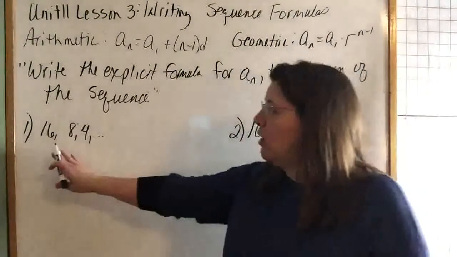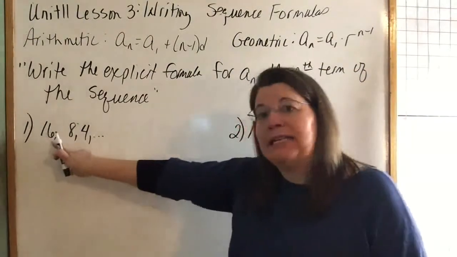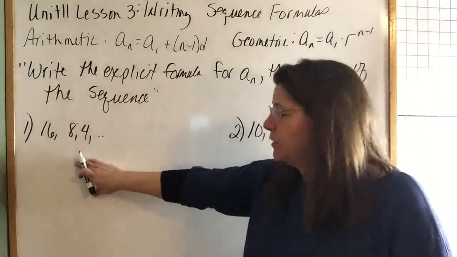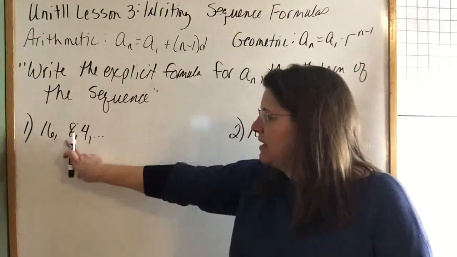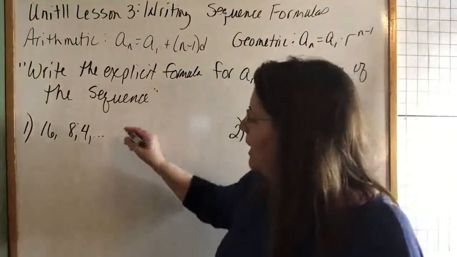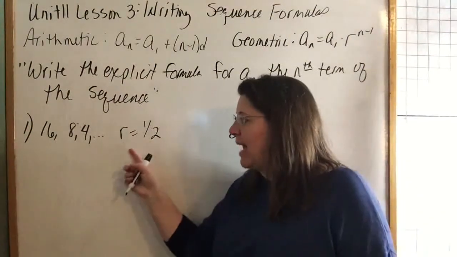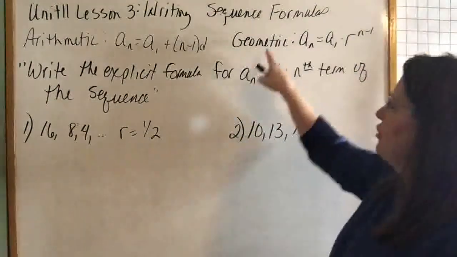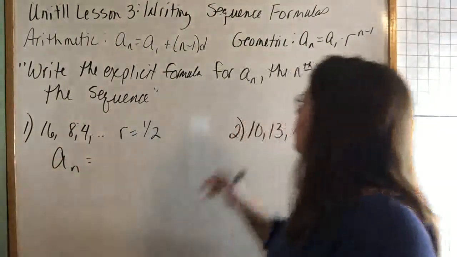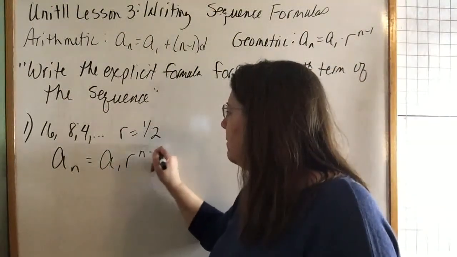Now, first of all, looking at this, I've got 16, 8. So I could say, okay, I'm subtracting 8. So 8 minus 8 would be 0, not 4. So we know it's not arithmetic. 16 and 8, let's see, 8 over 16 would give me 1/2. So I know my R value for that sequence is 1/2. So R is 1/2. I know it's geometric. If it's geometric, I use the geometric formula. A sub n equals a sub 1 times r to the n minus 1.